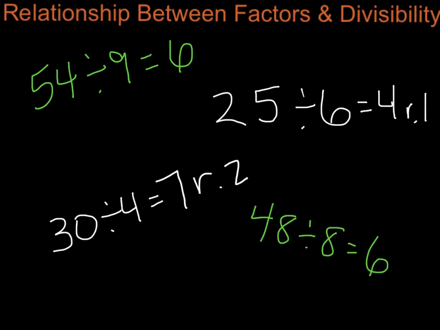Remember, a number is divisible by another number if the result of the division is a whole number with a remainder of 0. For example, 28 is divisible by 7 because 28 divided by 7 is 4 with a remainder of 0. Since 28 is divisible by 7, 7 is a factor of 28.